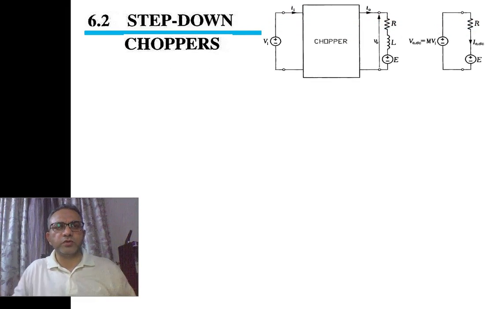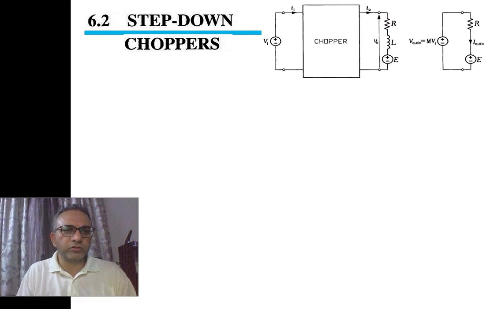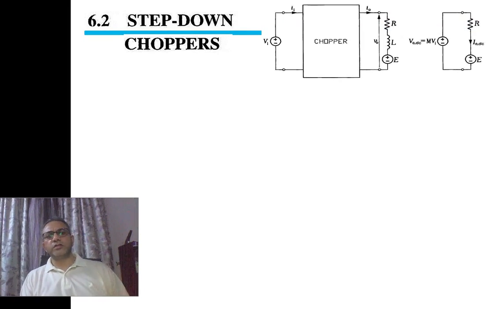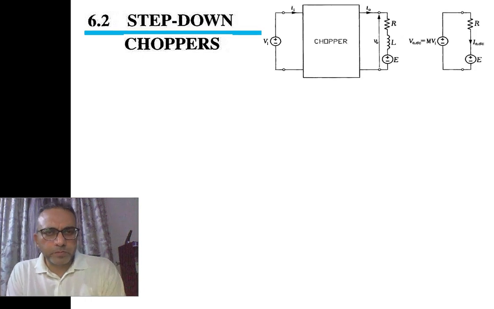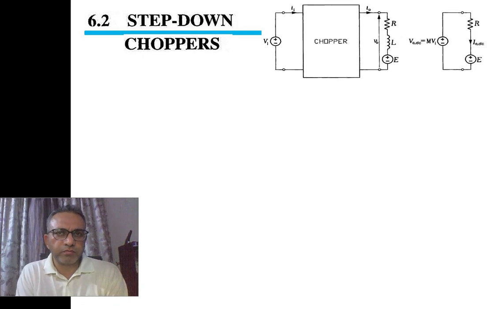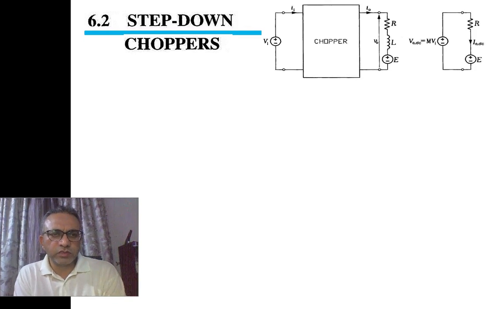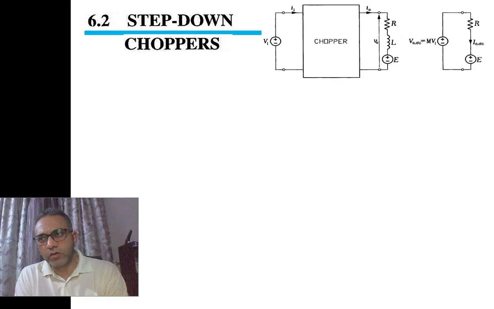Article number 6.2 title is step down choppers. Step down choppers are also the step down DC-DC converter. However, in this article we are going to study universal step down DC-DC converters. Okay. So normal buck mode or buck type of converter that you might have studied will only operate in the first quadrant.